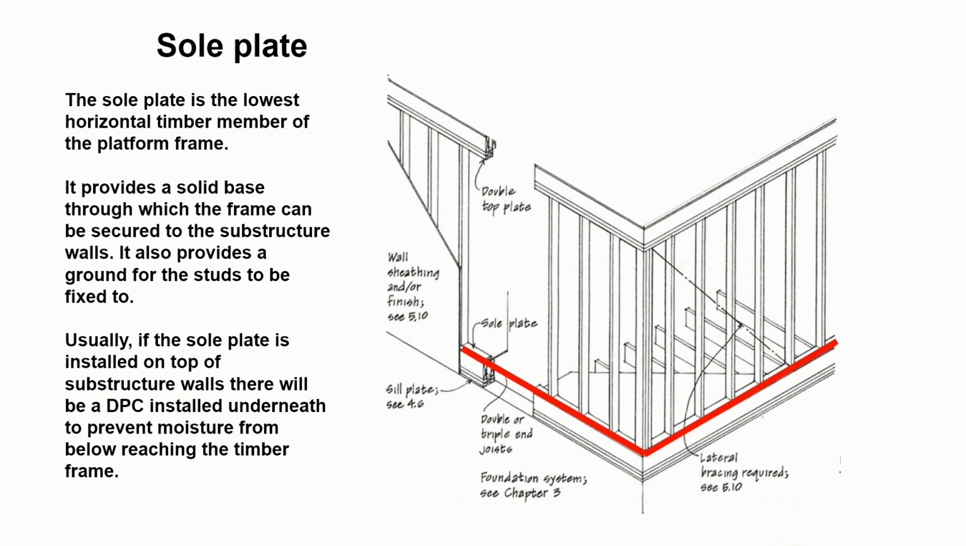If the sole plate's installed to the top of substructure walls, there's usually a DPC installed underneath. And from the previous lecture, and we'll go on to talk about this again and again and again, I'm afraid, the DPC is a damp-proof course, which is a plastic membrane which is installed underneath the sole plate, and it prevents moisture from the ground or the substructure from reaching that sole plate.